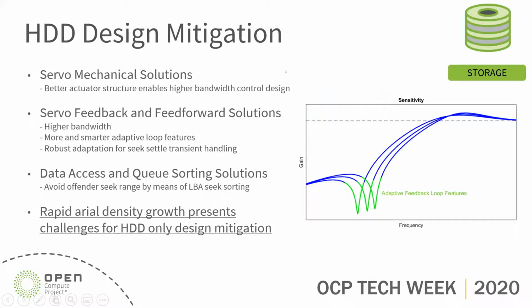Regarding mitigation on the hard drive side, there are multiple ways we can approach and improve the response of the hard drive to the mount dynamics mode. Servo-mechanical solutions are the first tier, where we would design a better suspension and try to make the plant with a higher bandwidth. This would allow us to use higher bandwidth controllers and attenuate the response. Most of the mount dynamics response is in the low frequency range, so it directly benefits from any control bandwidth improvement. Then feedback solutions: we can use adaptive controllers.